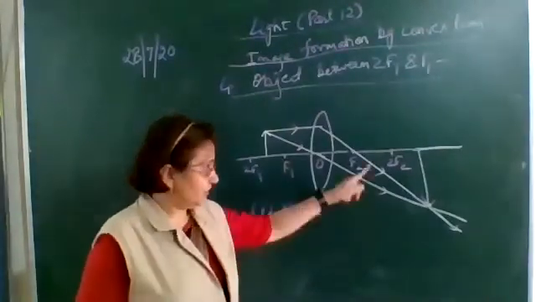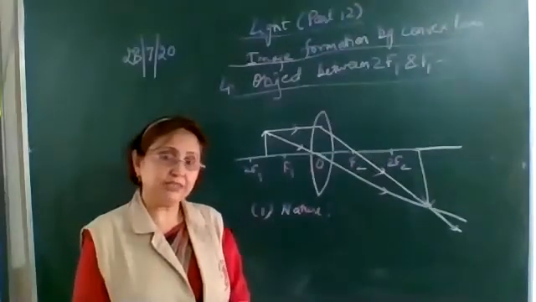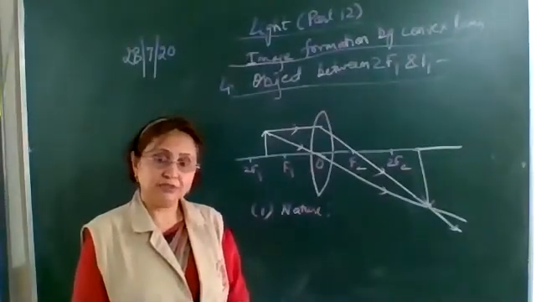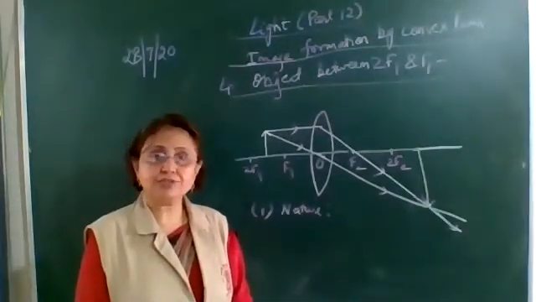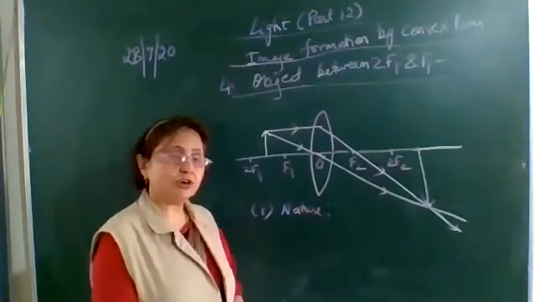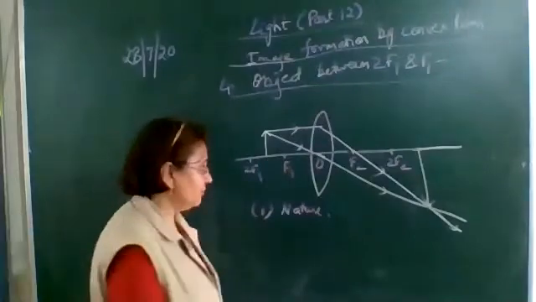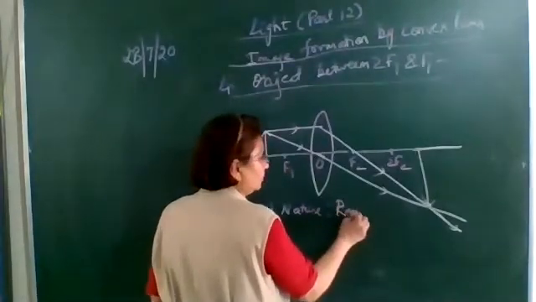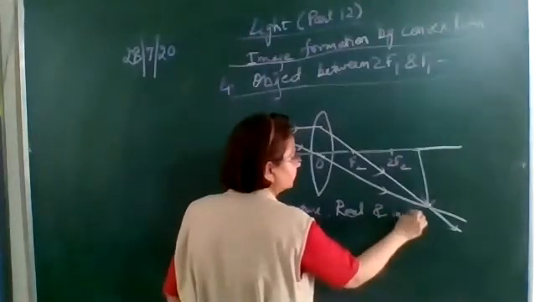Okay, again we see that the refracted rays are actually meeting. We are not extending the refracted rays. They are actually meeting, and whenever the refracted rays actually meet, the image formed is a real image. And real images are always inverted. As in the figure also you can see, this is an inverted image. So the nature of the image is real and inverted.